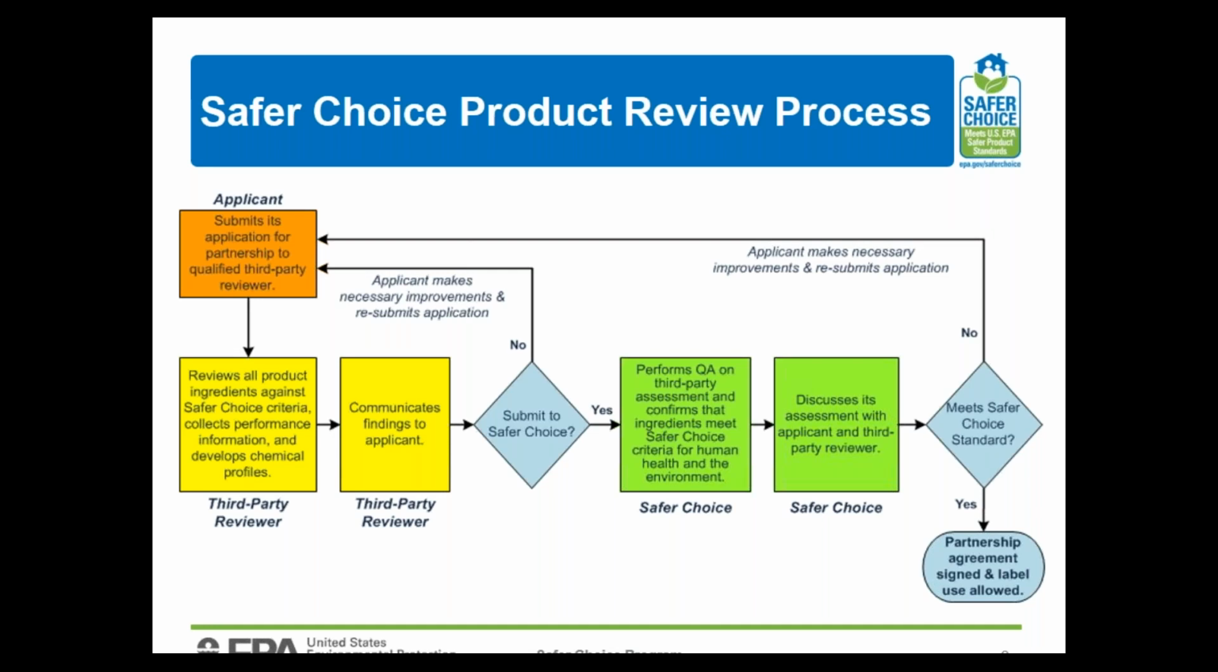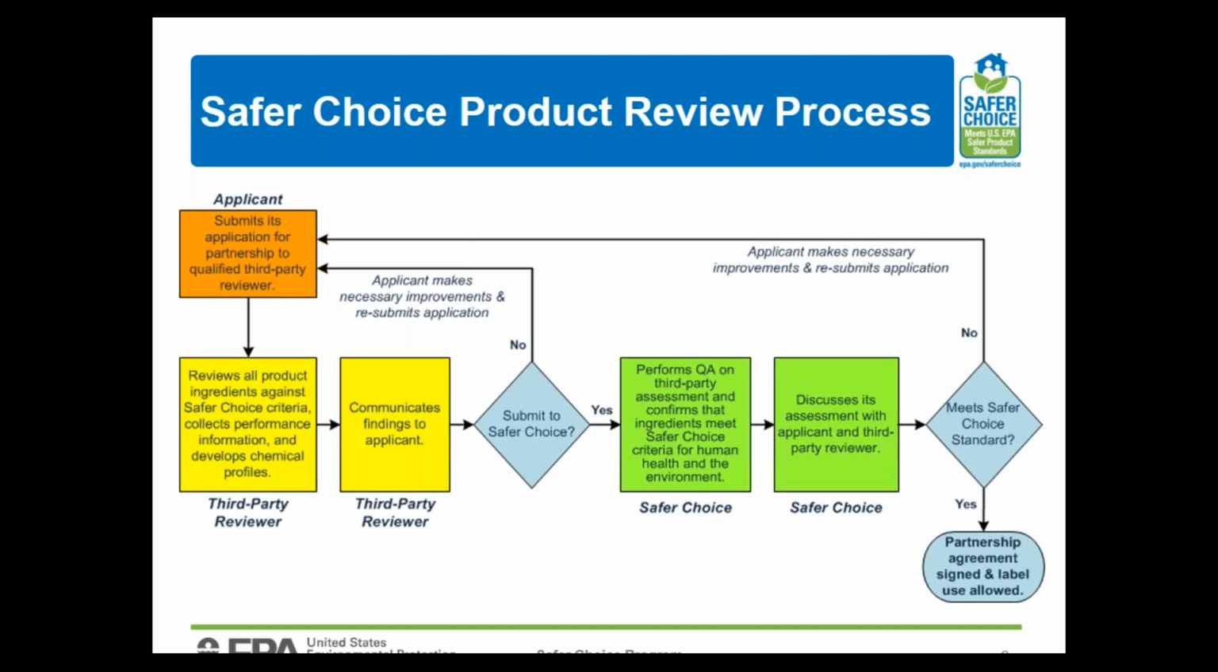So as the third-party reviewer goes through this process, they communicate back and forth with the applicant. And you'll notice here with the flow chart, we have our first loop here before they submit it to Safer Choice. And that is a good opportunity to keep making iterative improvements on the product before it even ends up with us. And then once it does, you see that it could still be sent back to the applicant. So it's always pushing products to be the best that they possibly can.